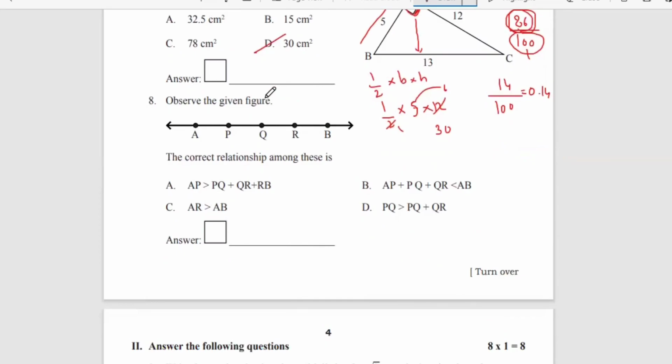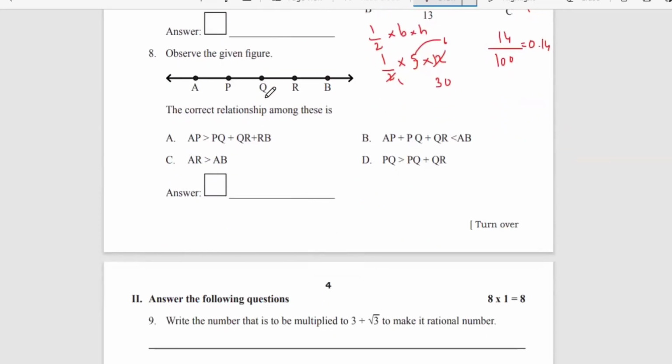Moving to the last one of the first main. So observe the given figure. Okay, for this kind of question, we're going to give some example values. We're going to represent it as a number line. So the A value we're going to consider as 0, this one as 1, this Q as 2, R as 3, and B as 4. Just to find the final answer, we are representing it in the form of a number line. It's up to you how you arrive at the right answer.